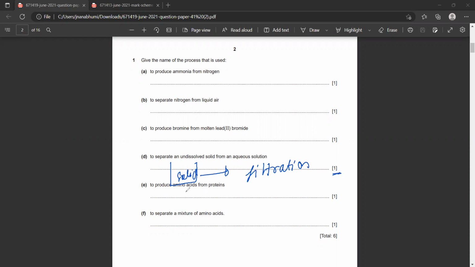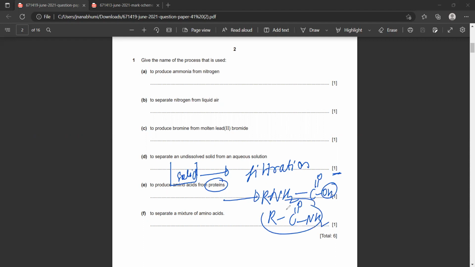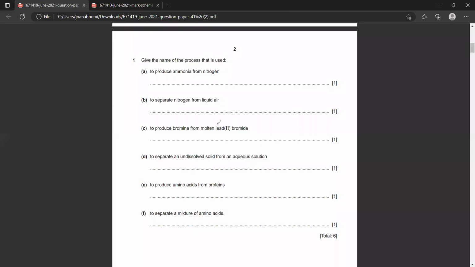And the next is to produce amino acid from protein. An amino acid is NH2, RNH2, and here we use C double bond OH. So instead of OH we are using R C double bond O NH2. This will be amino acid. So how do you produce amino acid from protein? Tell me the answer. From protein, we use hydrolysis. No need of explanation.